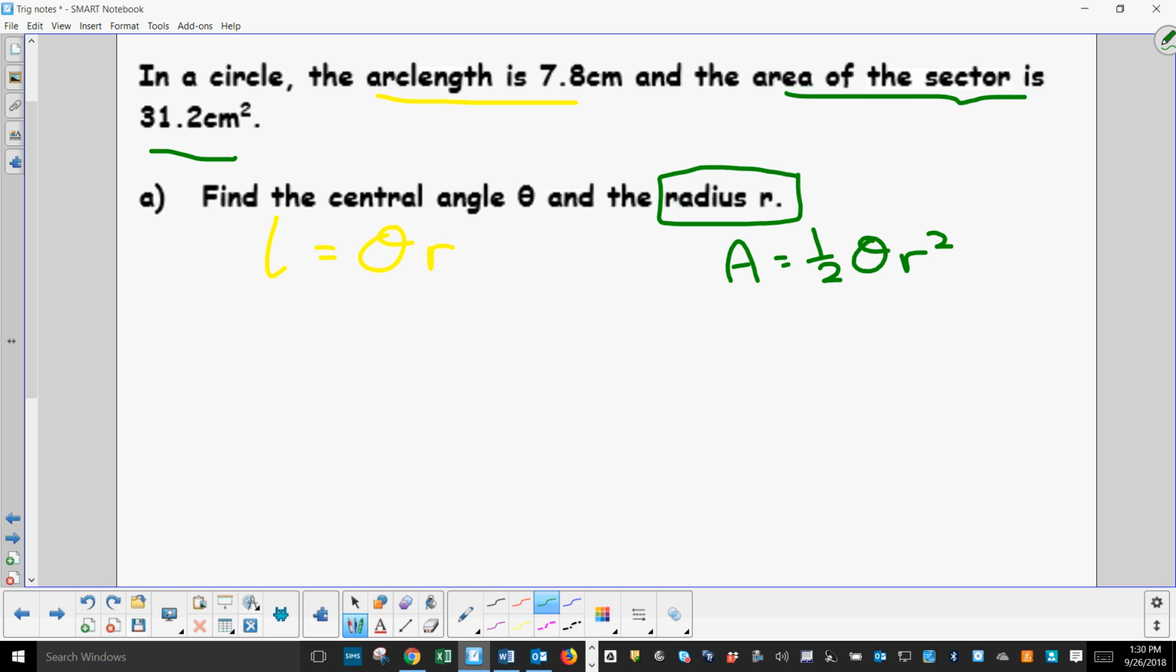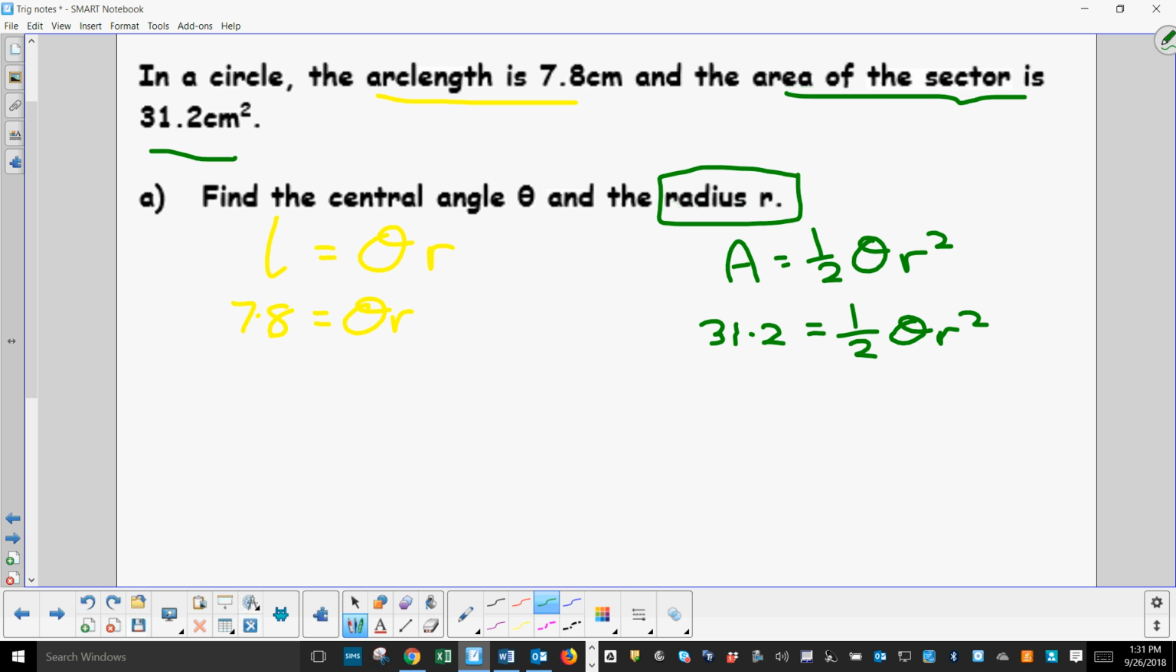But why would you divide it? Before I do any dividing, I'm going to sub in that the arc length is 7.8, and the area is 31.2 centimeters squared. So 7.8 equals theta r, beautiful and simple. 31.2 equals a half theta r squared, which is not quite as simple as I'd like at first.